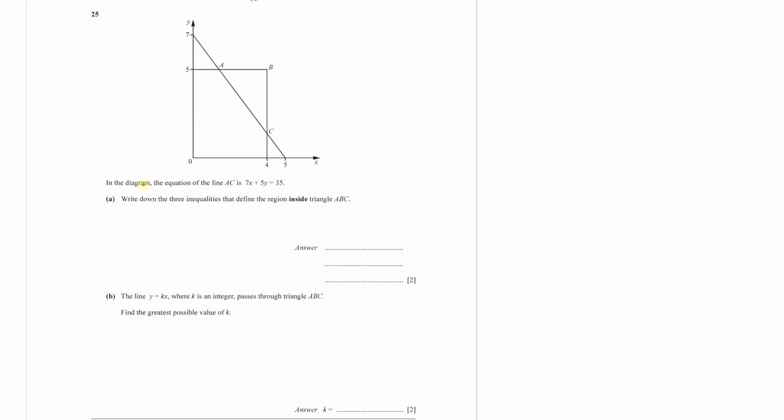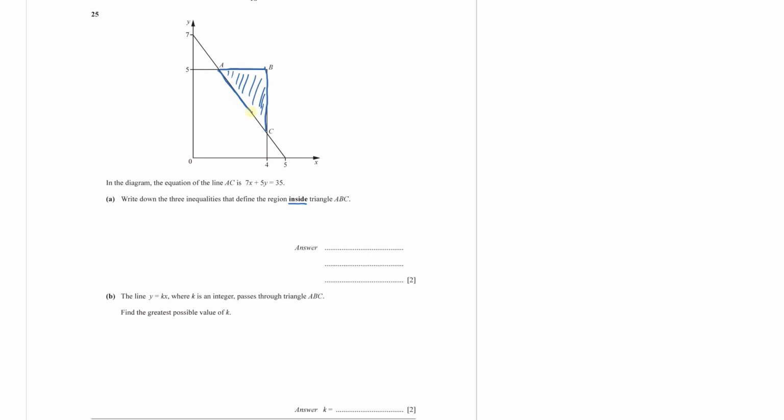Question number 25 is, in the diagram, the equation of the line AC is 7x plus 5y. So this is your line AC. It has this equation 7x plus 5y equals 35. Write down the 3 inequalities that define the region inside the triangle ABC. So the 3 boundaries for this triangle ABC are this line AB, then this line BC, and this line AC.